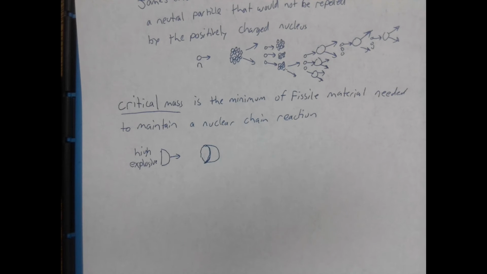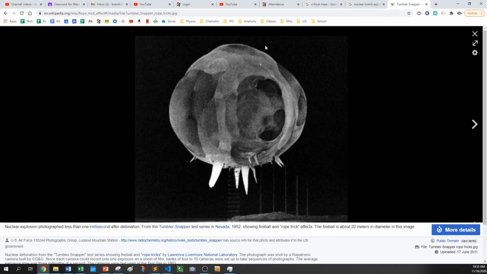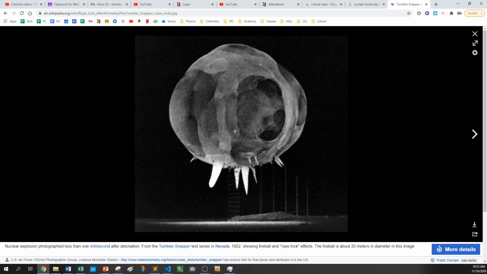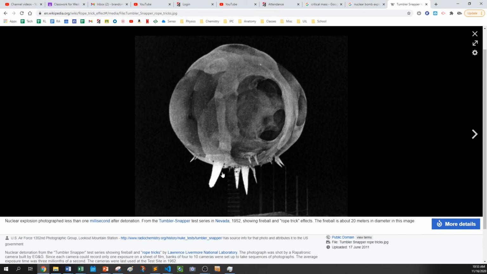It's on the order of nanoseconds. This was captured 1 millisecond, or less than a millisecond after it exploded. These trailing things are where cables were, so it's suspended by cables up here. Some of the heat flows along the cable, so this is faster than you can blink. Obviously, it's an explosion.